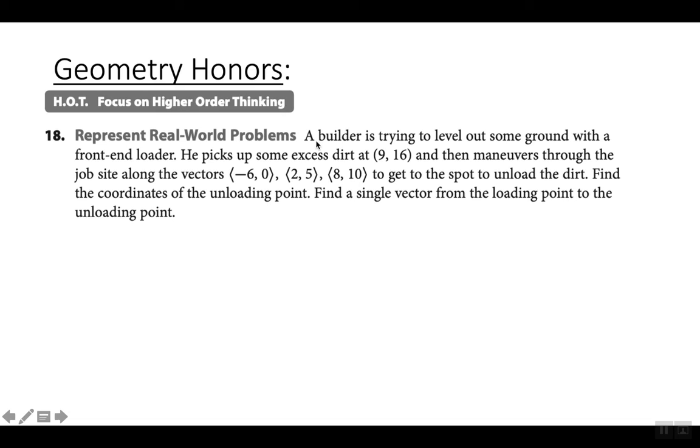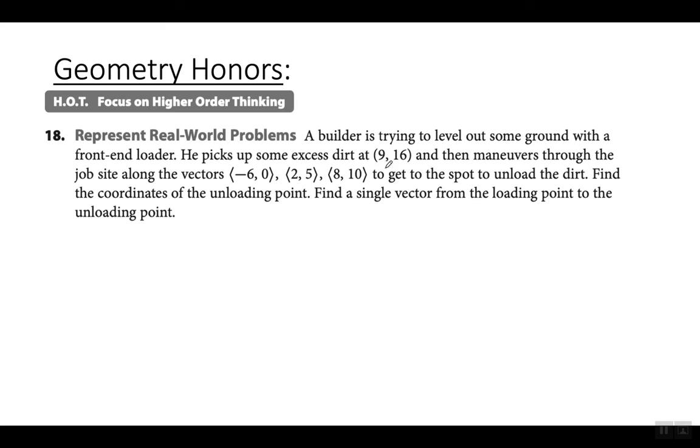Okay? So this says, a builder is trying to level out some ground with a front end loader. He picks up some excess dirt at this coordinate point, 9, 16, and then maneuvers through the job site along these vectors to get to the spot to unload the dirt. Find the coordinates of the unloading point, and then you got to write a single vector from the loading point to the unloading point. If you didn't understand that, let me say it a different way.